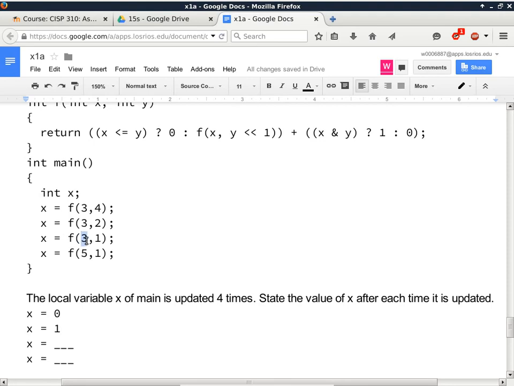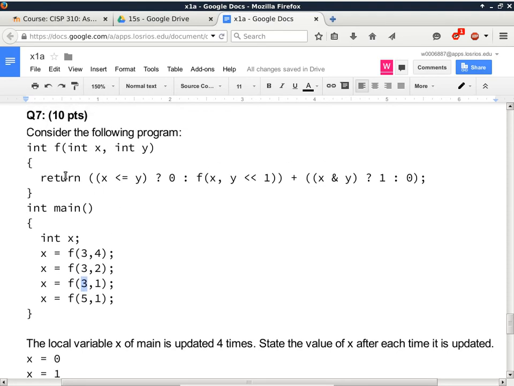For the third one, we keep using x being 3, but this time y is 1. 3 is less than or equal to 1, obviously false. So we go here to do the recursion. But the recursion is using 3 here because x is 3, and this time we have y being 1, and we want to left shift it by 1 bit position. What is 1 left shifted by 1? 2.